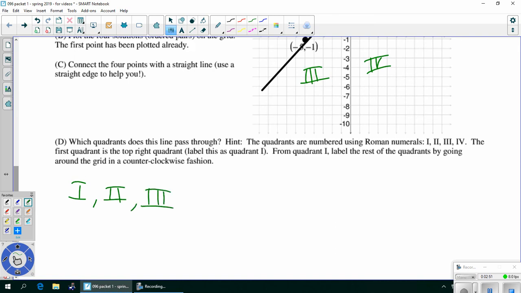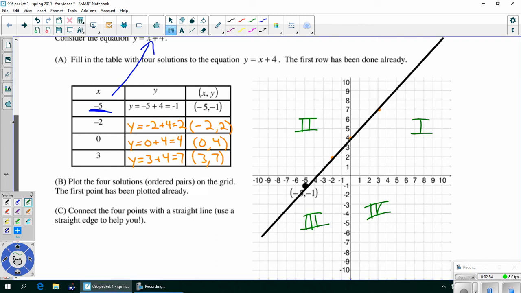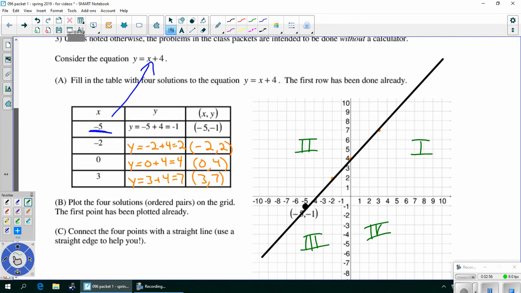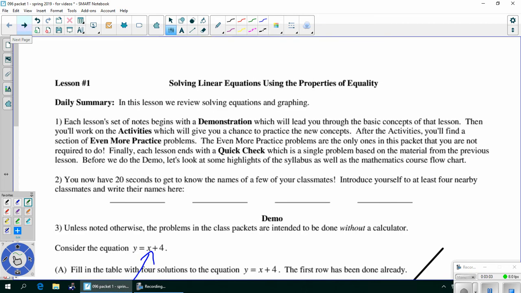So the point of this was just to refresh our memories on how we find points that are on the equation of a graph, and then how we plot points. And in this case, we just connected with a straight line. On the next page, we'll review some equation solving.